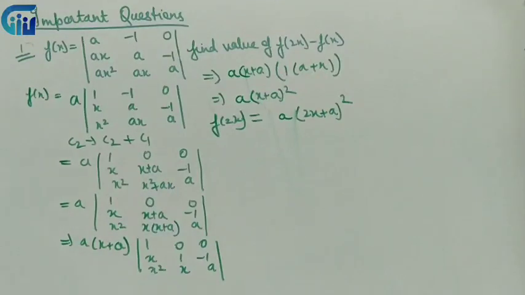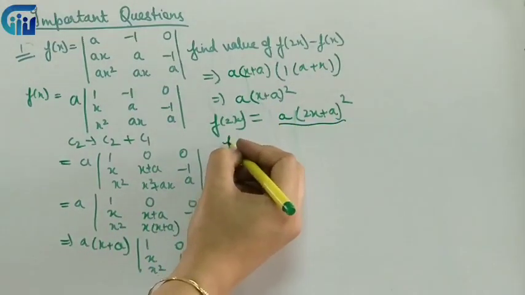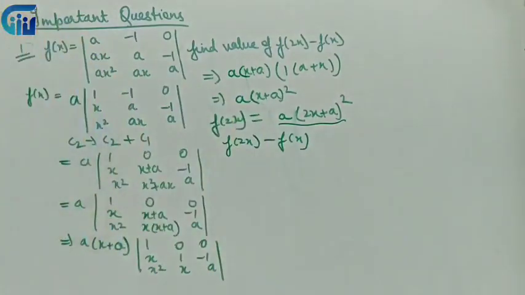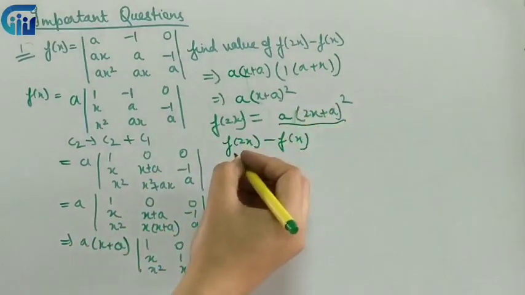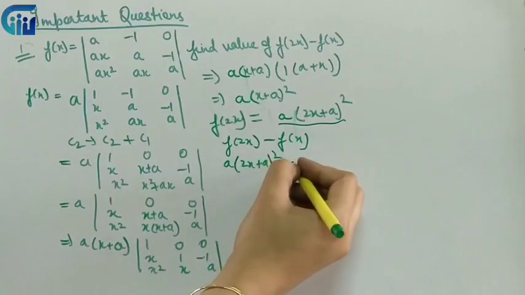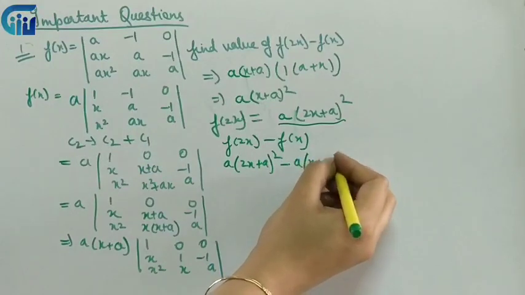So what answer are we getting for f(x)? It is a(x plus a) whole square. So if it is f(2x), what am I supposed to do? I'll just replace x by 2x. So I'll get a(2x plus a) whole square. Now what are we supposed to find? We have to find f(2x) minus f(x). This question was asked for 4 marks in 2015. So again, very important question. So f(2x) minus f(x) will be a(2x plus a) whole square minus a(x plus a) whole square.